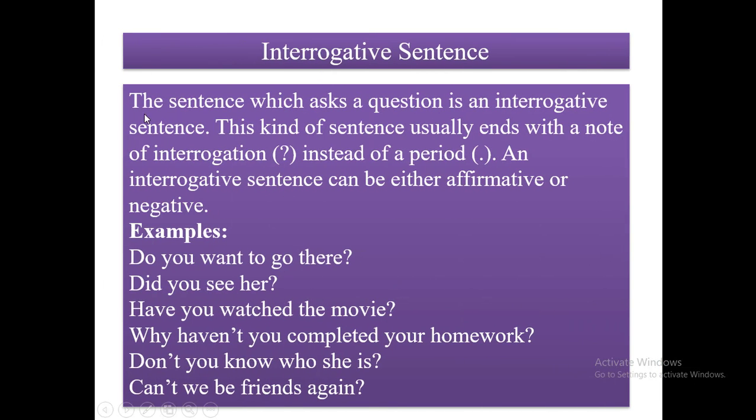Now, interrogative sentence. The sentence which asks a question is an interrogative sentence. This kind of sentence usually ends with a note of interrogation, I mean question mark, instead of a period, I mean full stop. An interrogative sentence can be either affirmative or negative. For examples, do you want to go there? Did you see her? Have you watched the movie? Why haven't you completed your homework? Don't you know who she is? Can't we be friends again?